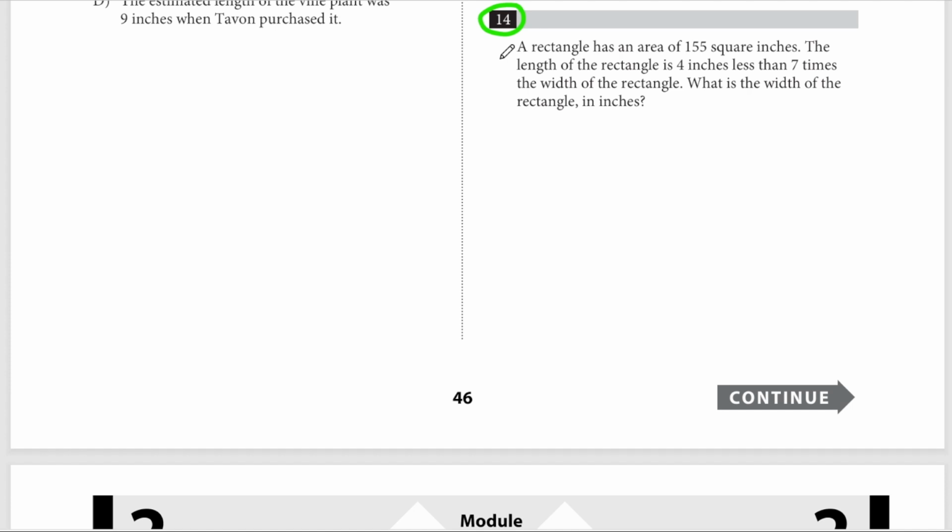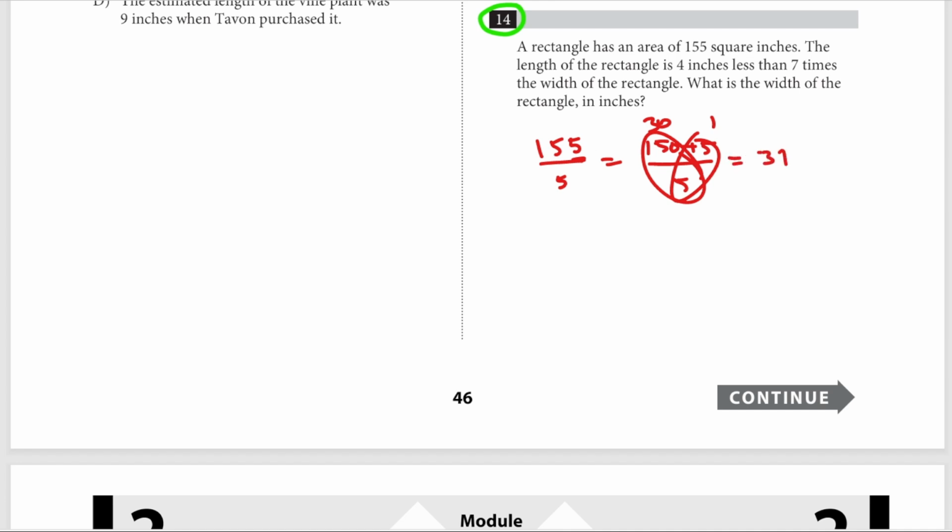But how to do this problem fast? Because the method I just showed is super slow, although I would personally use it. Well, the fastest way is to try to be lucky, right? So 155. Let's try to find the factors. It's clearly divisible by 5 because 155 ends with 5, right? So when we divide it by 5, we get 150 plus 5 over 5. This is 30, and this is 1.